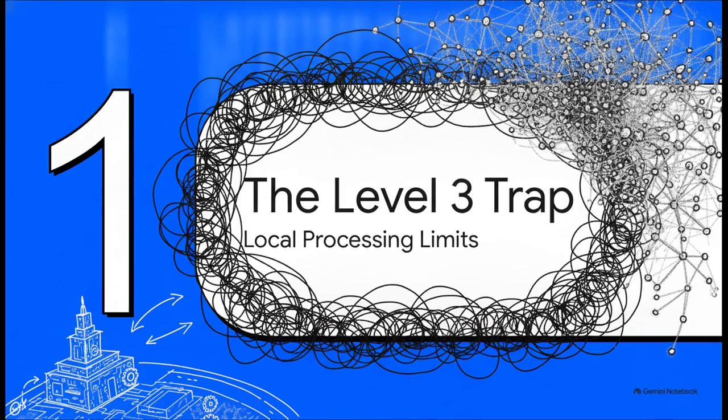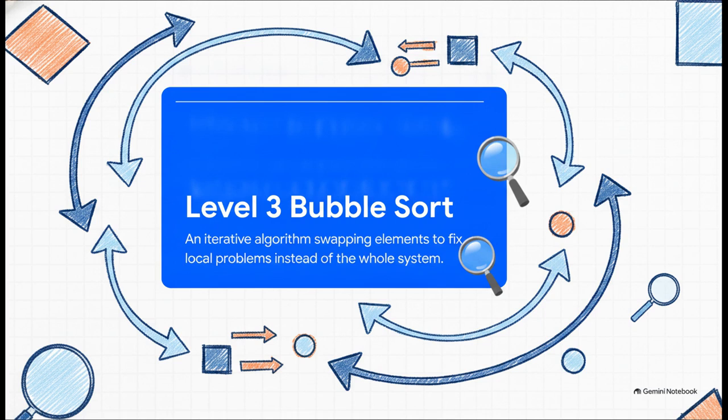Starting with Section 1, the Level 3 Trap, Local Processing Limits. You know that feeling when you're just frantically putting out fires? Well, the sources use David Milan's computer science levels to describe a mind stuck at level 3. Imagine you're running this frantic bubble sort loop. In this state, a system is hyper-focused on strictly local, small problems, basically just swapping elements one by one to fix immediate surface errors. But because it's so dialed in on that local noise, it fundamentally fails to step back and process the whole truth of the system.